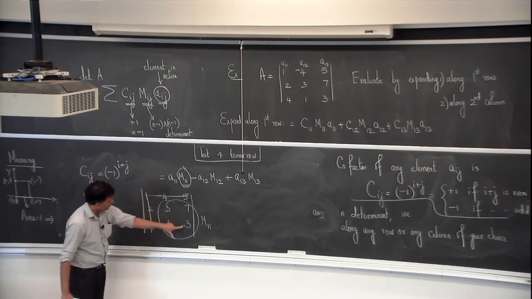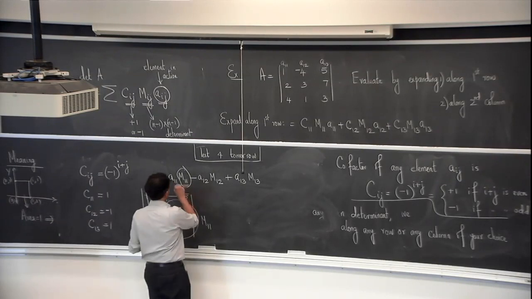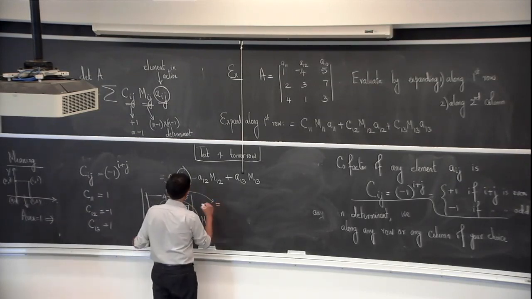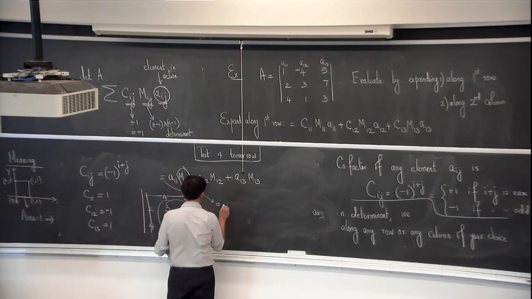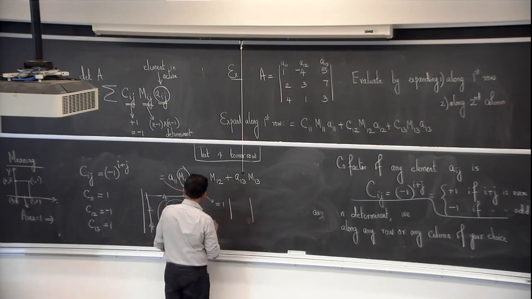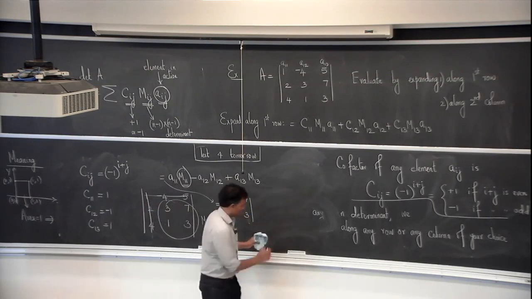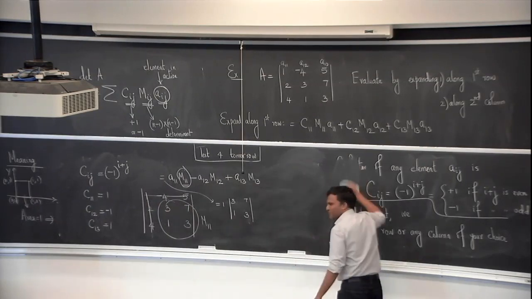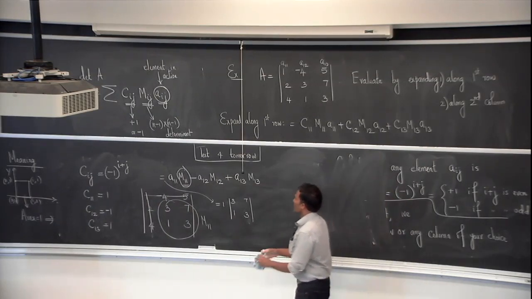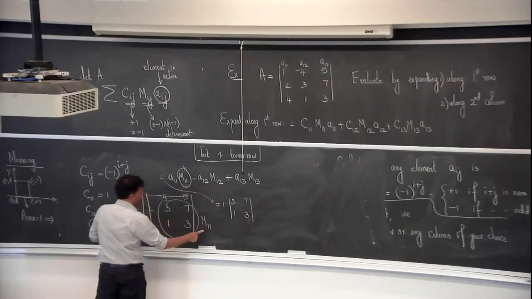This will give you 3 times 3 is 9 minus 7. So this is going to be equal to A11, which is 1, times its minor, which is 3, 7, 1, 3. I know some of you might be cringing because it's too slow, but just bear with me. So that is your M11.